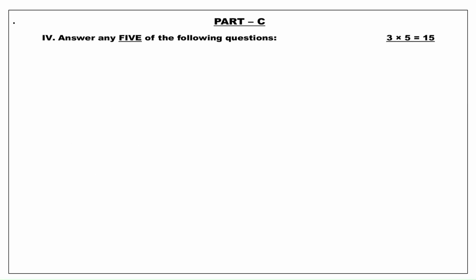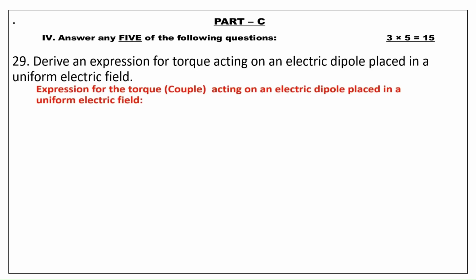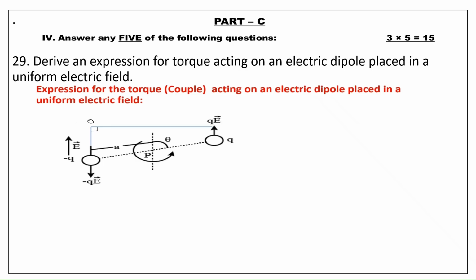Part C. Answer any 5 of the following questions. Each question carries 3 marks. Question number 29. Write the expression for the torque (couple) acting on an electric dipole placed in a uniform electric field.